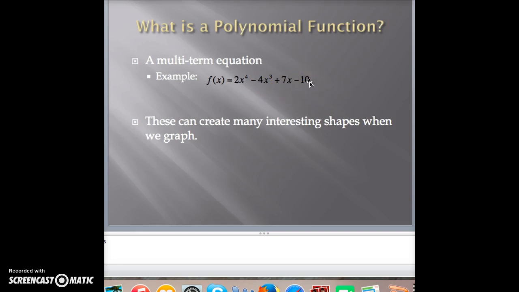Poly, meaning more than one. Polynomial, more than one term. We can use these equations to make very interesting looking graphs, which we will examine coming up here.